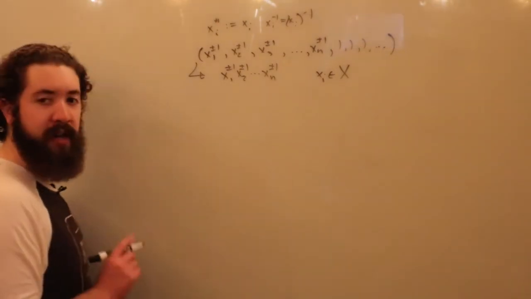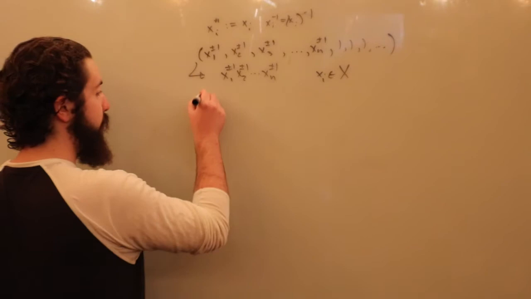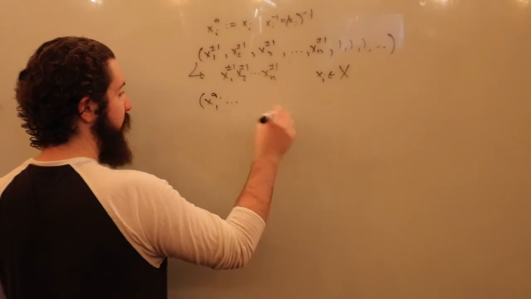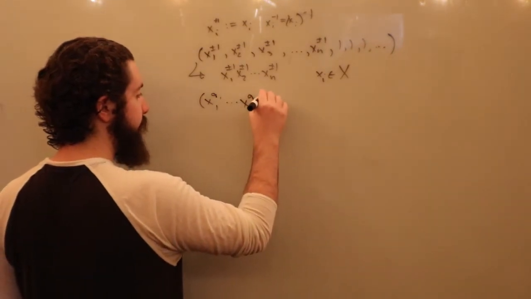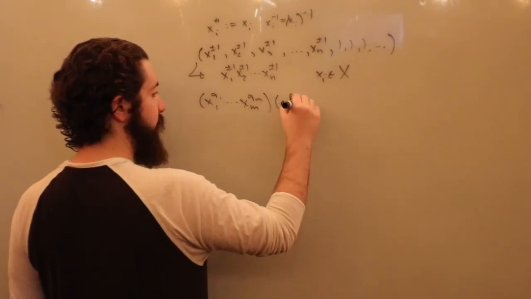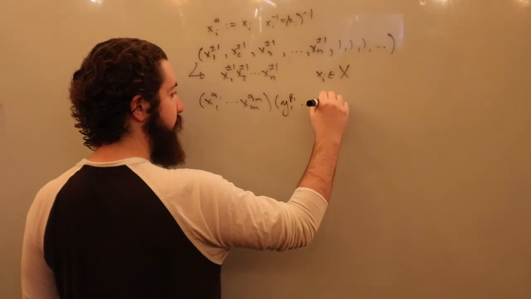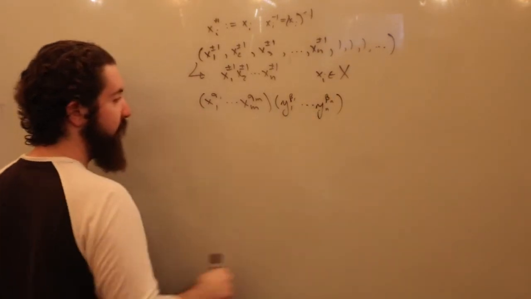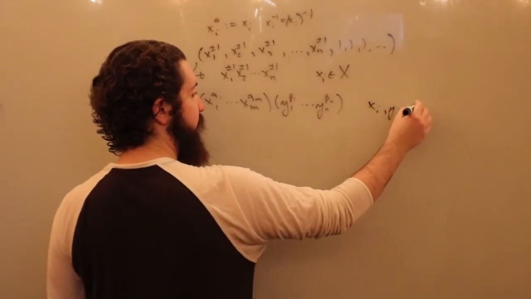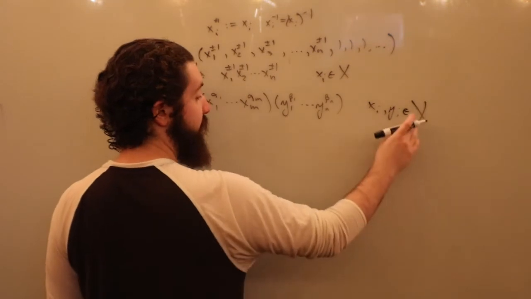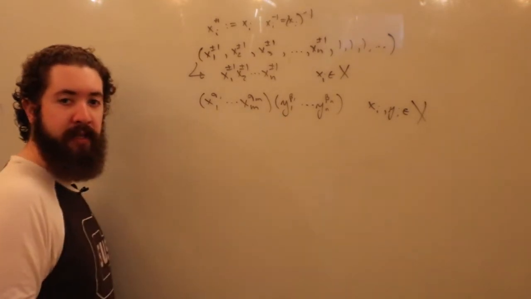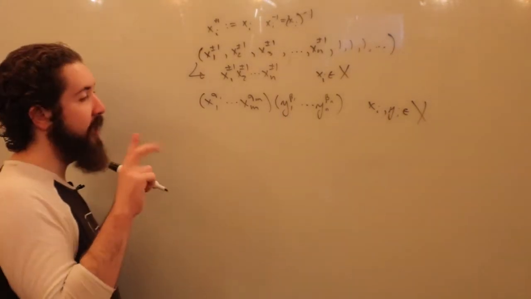Now we're going to define the product of two words in the following way. Suppose we have x1 to the alpha 1 all the way up to xm to the alpha m, this word times y1 to the beta 1 all the way up to yn to the beta n, where xi and yi are in the set X for all i. Well, we're just going to define the product via concatenation and reduction.